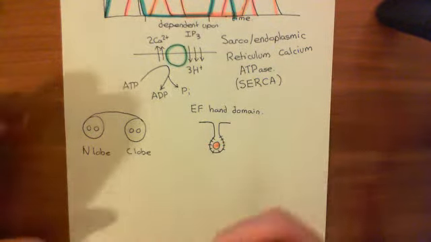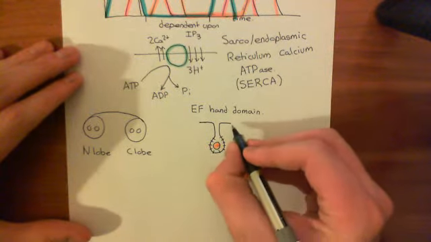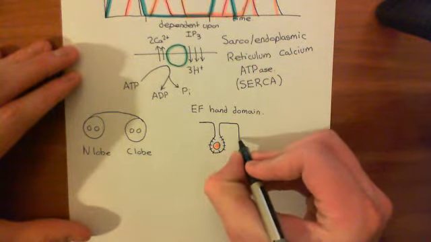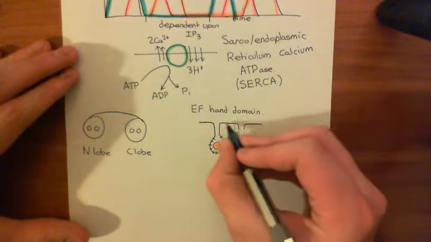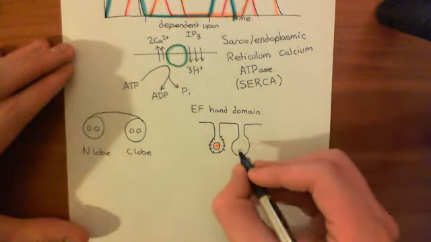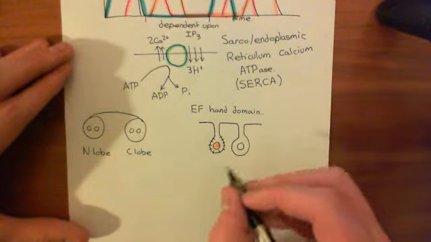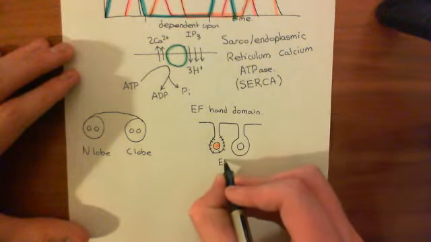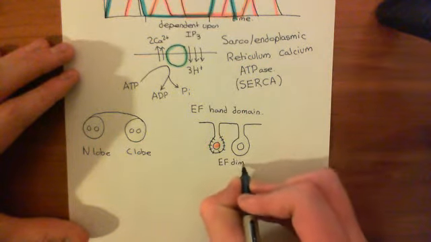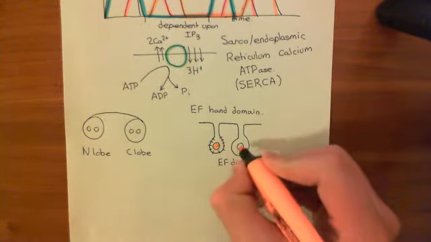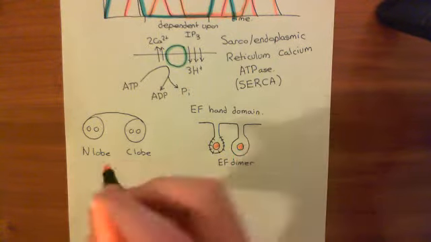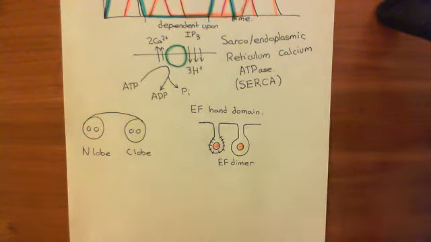Now, EF hand domains rarely occur on their own in proteins. Instead, they often occur in dimers like so. So you have two EF hand domains linked together by a linker polypeptide region between them. So an EF hand dimer, or an EF dimer, is what this will be known as. These are the structures which you have in the lobes of calmodulin. You have one EF dimer in this lobe, one EF dimer in that lobe, which means that you have these two calcium binding sites next to each other.